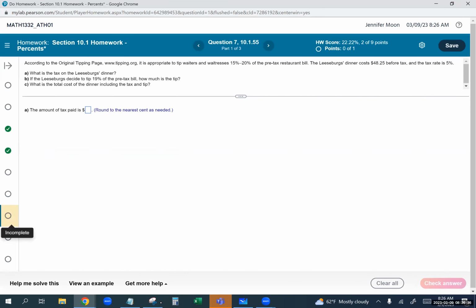Okay, so y'all write this down. You don't have to write everything. We're going to write specific things, then I'll go to the other page. So just listen though. It says, according to the original tipping page, www.tipping.org, it is appropriate to tip waiters and waitresses 15 to 20%. That must be a really old website, because I still think that's way too low, of the pre-tax restaurant bill. The Leesburg's diner cost $48.28 before tax.